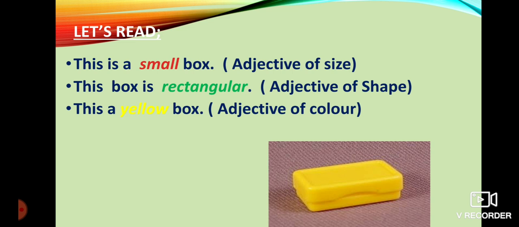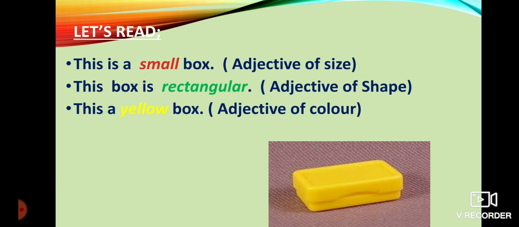Before that, look at the picture given below and now we will read the following sentences. First, this is a small box. Here box is a noun and small describes the noun box. It tells us about the size of the box. So, here small is an adjective of size. Next sentence, this box is rectangular. Here rectangular is an adjective of shape as it tells us about the shape of a noun.